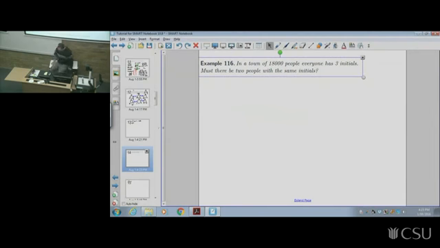Okay. Let's see if you guys can pull out your calculators and work out the answer to this question. A town's got 18,000 people in it. Everyone has 3 initials. Is it true that every 2 people have different initials? Or can it possibly be true that everyone has different initials?